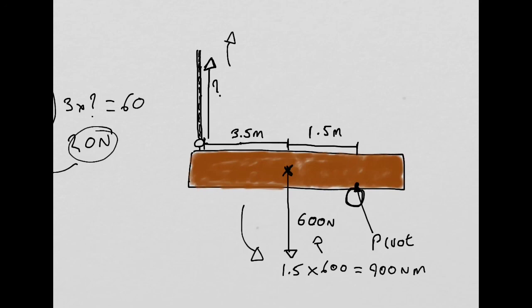What about the clockwise moment then? So how do we calculate the clockwise moment? We have to take the question mark, the force, and we multiply it by 3.5, and that has to give us 900, because remember, the anti-clockwise moment equals the clockwise moment, and the anti-clockwise moment is 900, so the clockwise moment also has to equal 900. So take 900, divide it by 3.5, and you get 180 newtons of force.